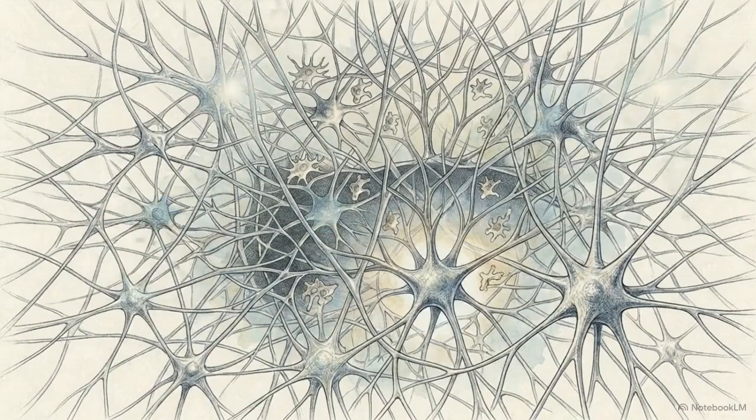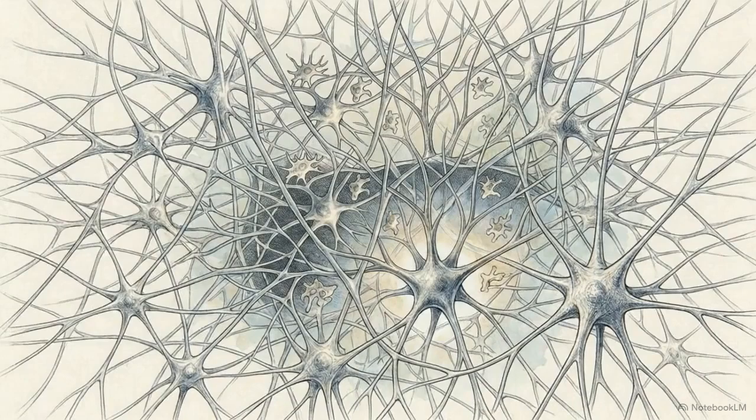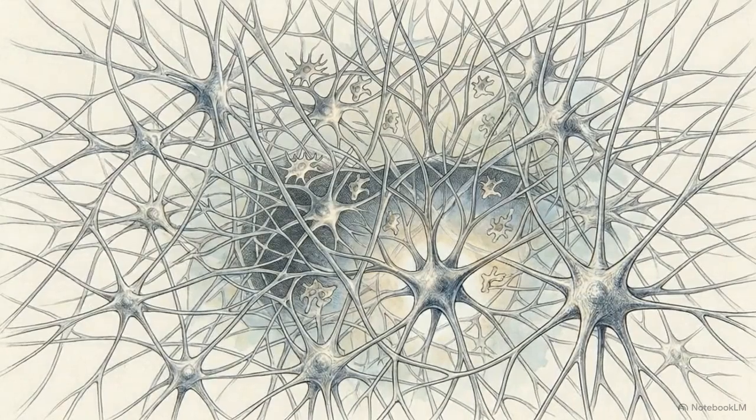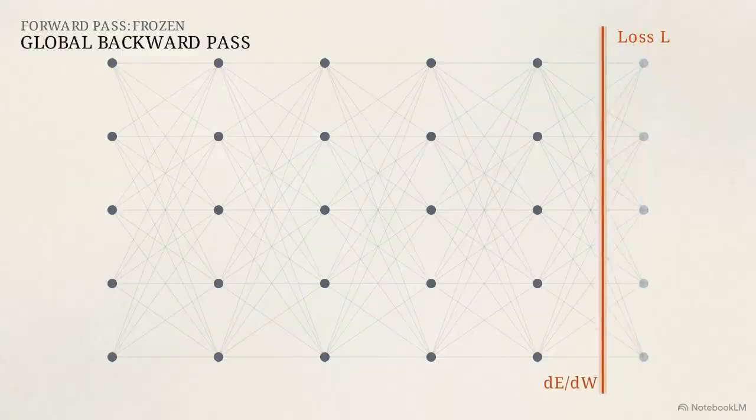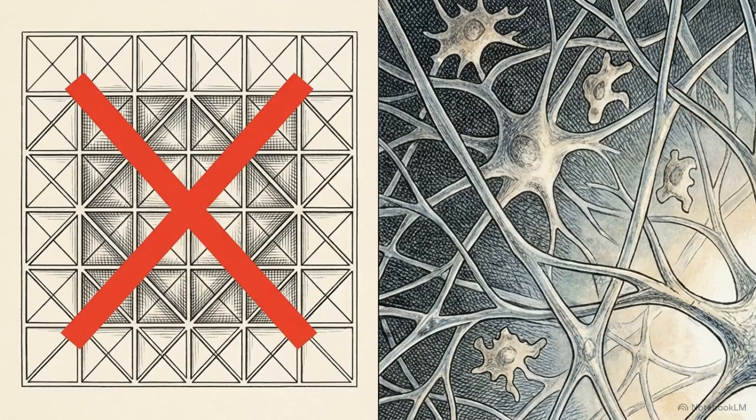Deep learning models rely on backpropagation. To learn, they freeze their forward operation, calculate the exact error at the output, and propagate a global update signal backward through the entire weight matrix. Biological brains cannot do this. There is no global backward pass.